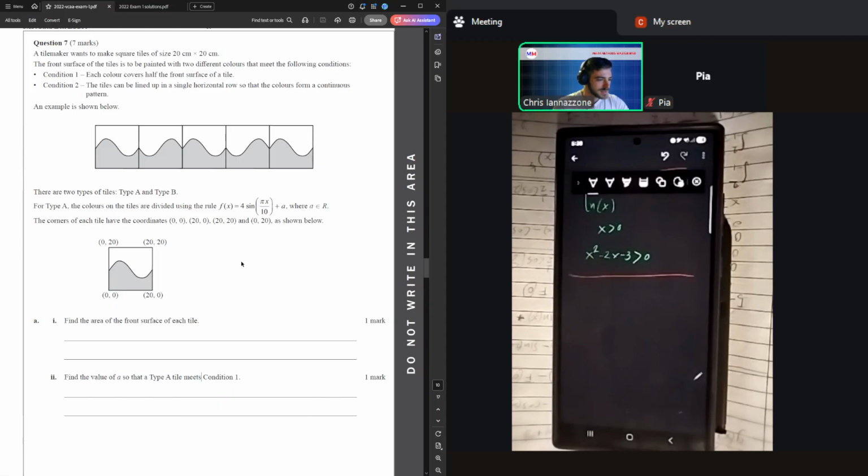Nice and simple. Part double I. Find the value of A so that condition 1 is met. So condition 1 means that you get a 50-50 split for the tile, and A is the addition on f of x there. Find the value of A so that type A meets condition 1. It's 1 mark, so you can assume there's probably some sort of hack to figure it out immediately without doing too much effort. I'll let you have a think.